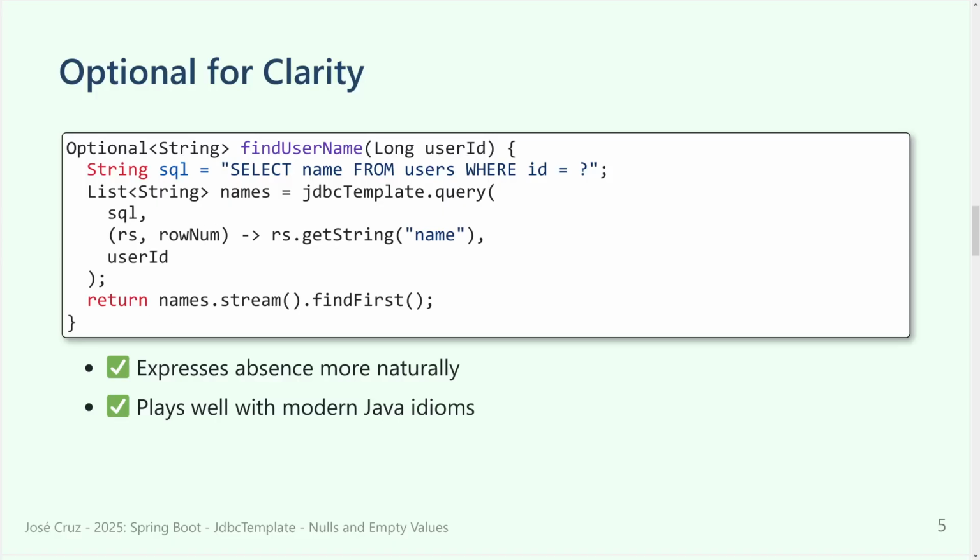So we have this list. We have findUsernameById, again the same query. But here you say, okay, return name stream findFirst. And findFirst is quite nice using the streams because findFirst will return an empty Optional, or the value.